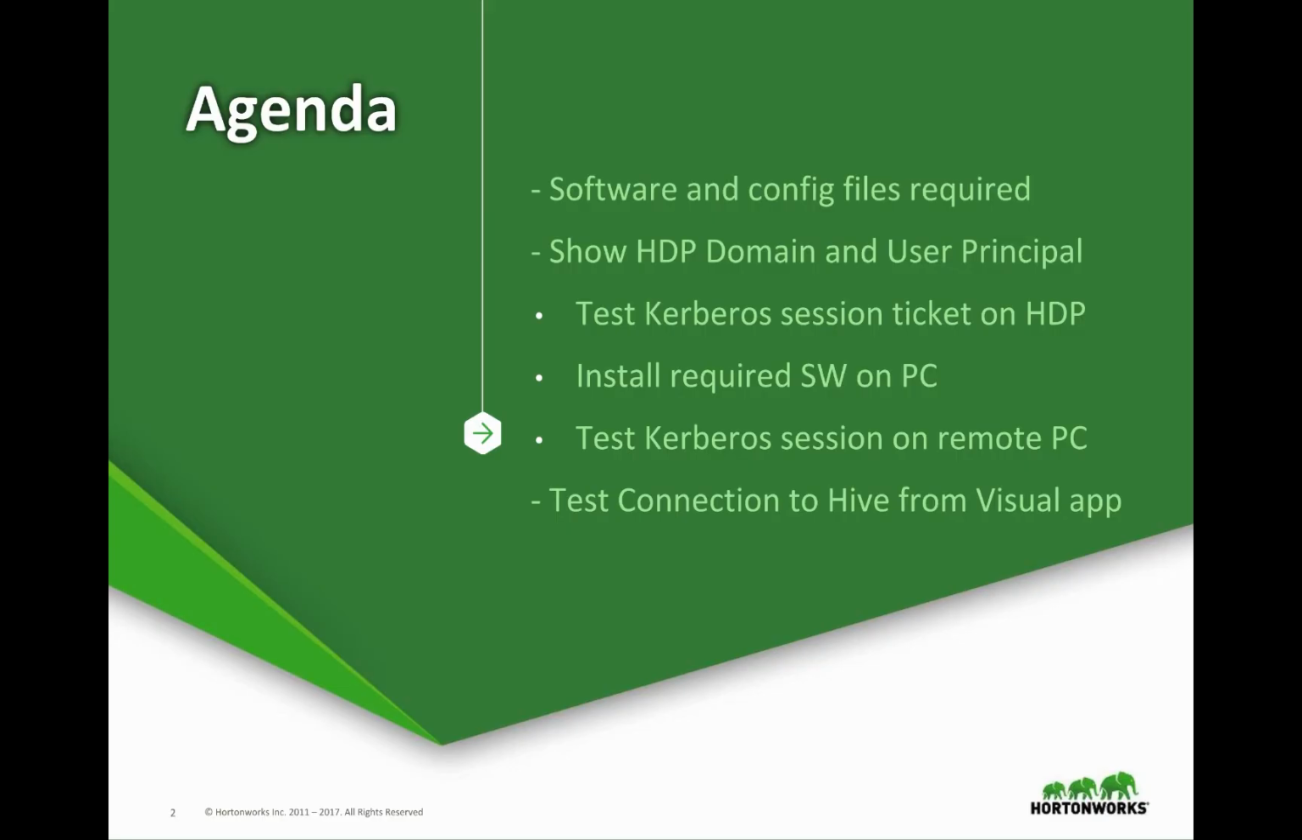Okay, so we're going to go real quick over the agenda. In this video, we're going to check on the software and config files required, how you need to set up the domain and user principal. This is the username to be used for connecting remotely to the cluster. Then we show how to do a test on the Kerberos session ticket on HTTP, install the required software on the PC, test the session ticket, and finally test the connection to Hive from the Visual tool.